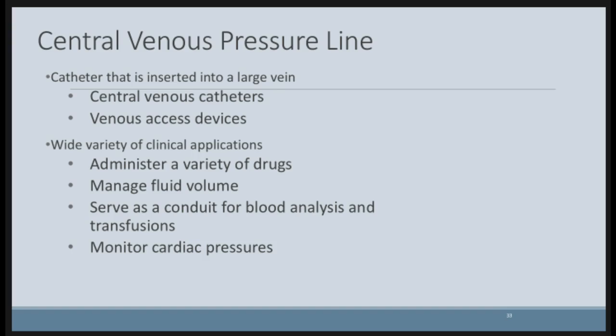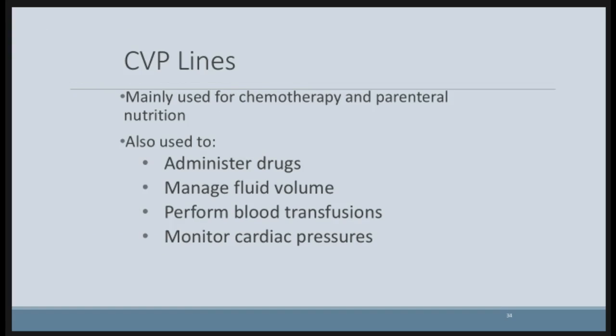Central venous pressure line. These types of catheters are inserted into a large vein, like the vena cava. They are called central venous catheters or venous access devices, and you can use them for many different things in patients. Mainly they're used for chemotherapy or parenteral nutrition. So parenteral means other than through the alimentary canal, which is where you would normally eat by mouth, and you're going to get your nutrition through this venous line rather than by mouth.